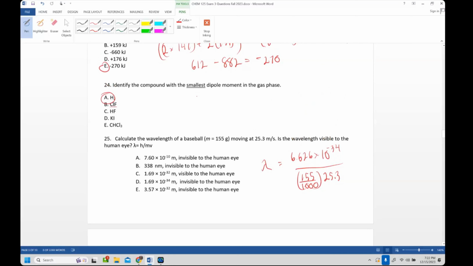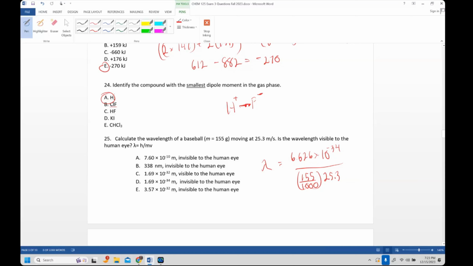For smallest dipole, it basically means which one's the least polar. So a dipole like HF has a huge dipole. That means fluorine is a lot more electronegative and has a partial negative charge. It will pull the electrons closer to it in a covalent bond. Hydrogen has a low electronegativity, so it'll be partial positive. So it's saying which one of these molecules has the least difference in electronegativity.